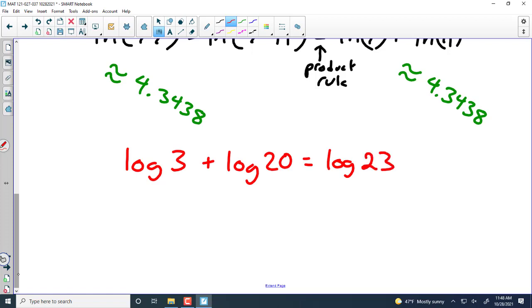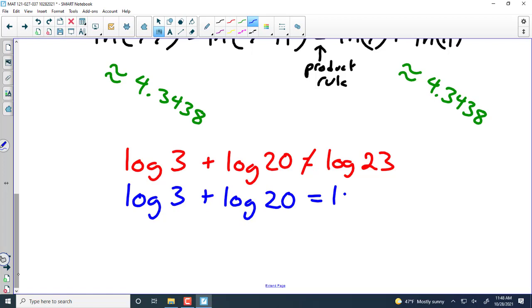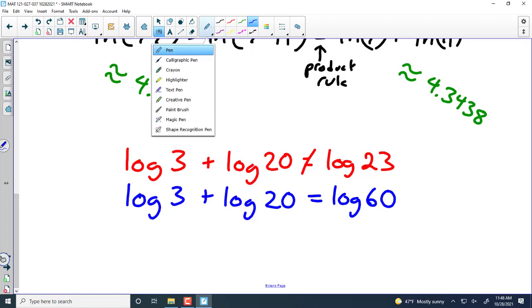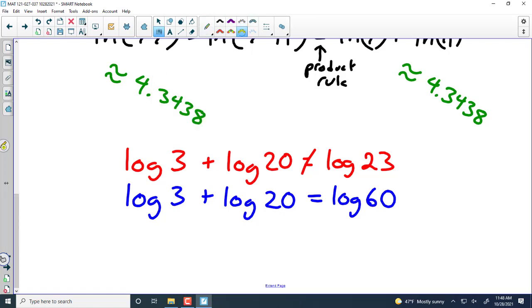Is that the product rule? Yeah, no. That one's not. Is that the product rule? Yeah. That one is. They both look kind of good. So that's why it's very, very important to make sure you look at this rule and understand it.